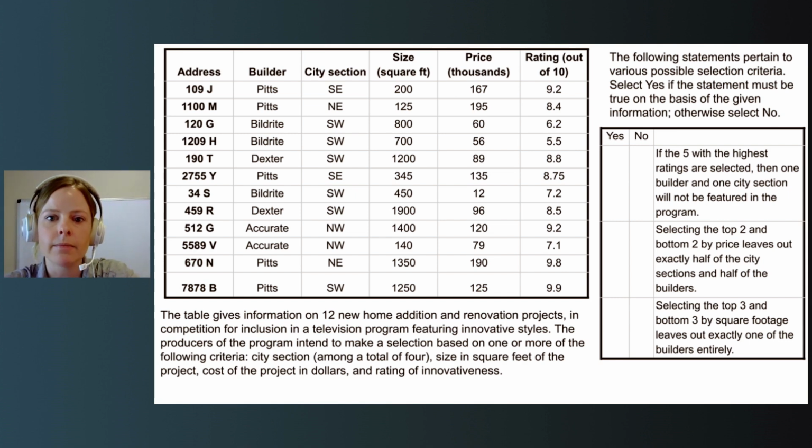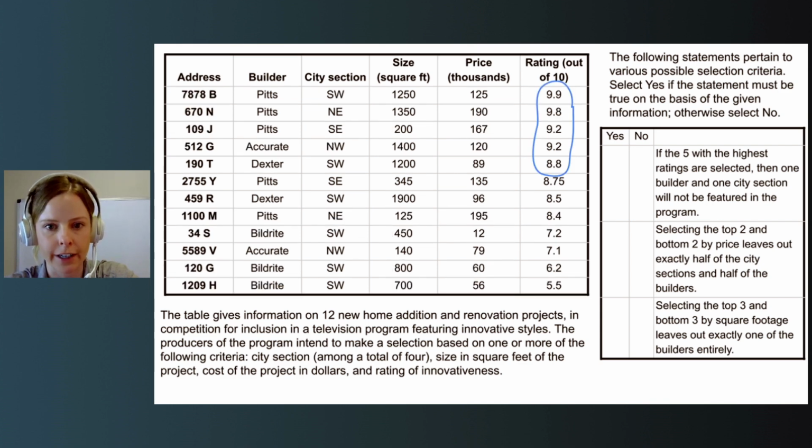The first one says, if the 5 with the highest ratings are selected, then one builder and one city section will not be featured in the program. So what makes sense here is to sort by rating, and then we know that we're dealing with the ones with the top 5 ratings. So that's what we've got here. Those ones circled in blue are the 5 rows that we care about. And we are then supposed to determine whether just one builder and one city section will not be featured. In other words, will be left out.